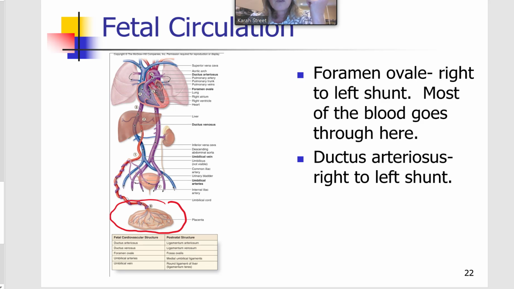When you were a fetus, you had 1 umbilical vein carrying oxygen-rich blood from the placenta back into your belly. And that umbilical vein turned into a structure called the round ligament of the liver, which you will see again in our digestive system. You're going to see the ligamentum teres, which means round ligament of the liver.